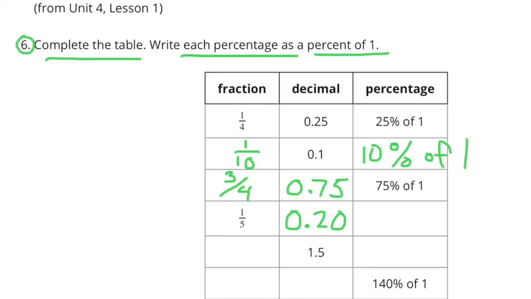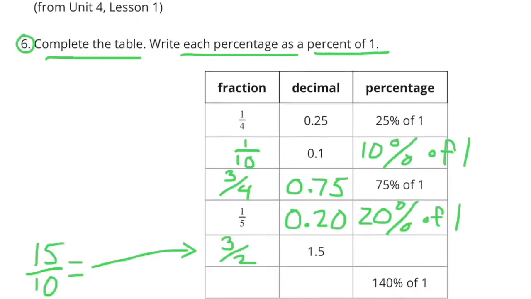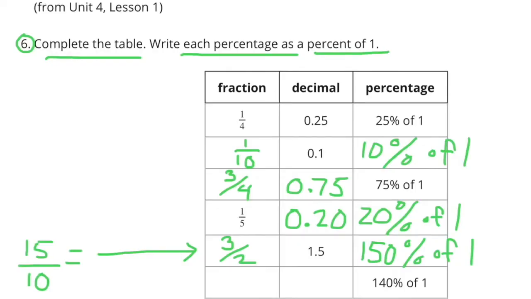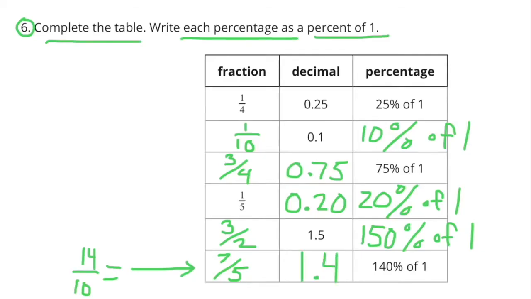1/5 or 1 divided by 5 is 2/10 or 20 hundredths, which is 20% of 1. 1 5/10 can be written as 15/10 or 3/2, which is 150% of 1. 140% of 1 could be written as 140 over 100 or 14/10, which is equal to 7/5. And when written as a decimal, it's 1 4/10.